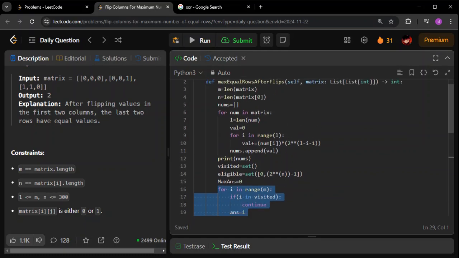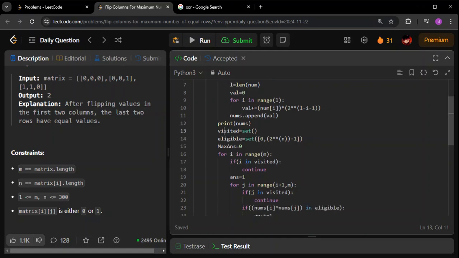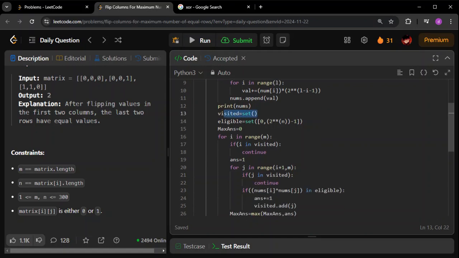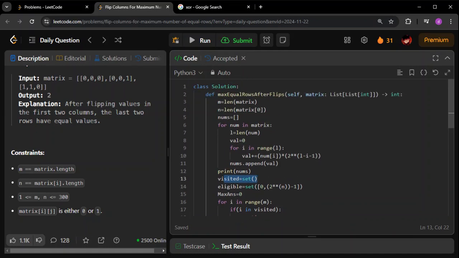And coming to space complexity, what are the spaces that we are going to use? We are going to create a num array which has m number of values. And the visited set in the worst case will have m, when none of the numbers follow the same pattern. I don't see anything else where it will take space. So the time complexity is O of m into n, and the space complexity is O of m.